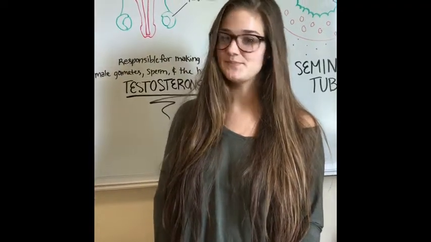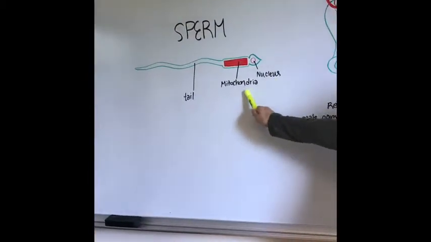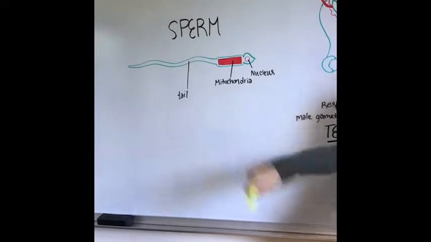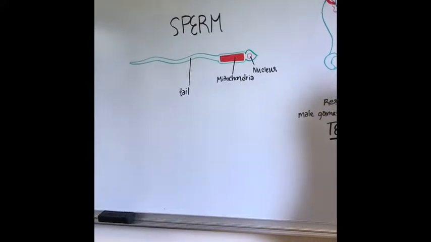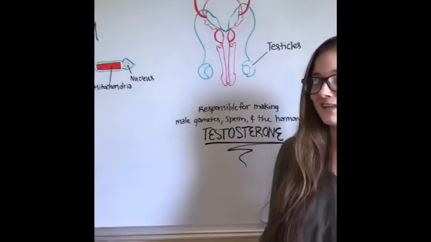Now we're going to take a deeper look into the male reproductive system. This is a diagram of a sperm. You have the nucleus, mitochondria, and the tail. The mitochondria within sperm are larger due to their need for energy, so the tail can swim them up to the uterus and hopefully fertilize the egg.